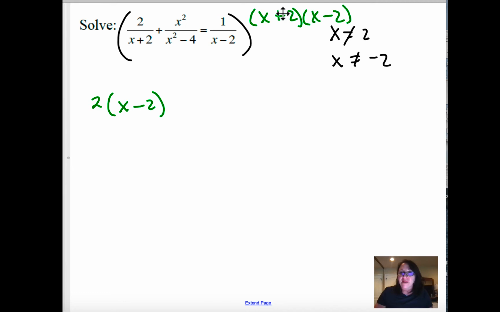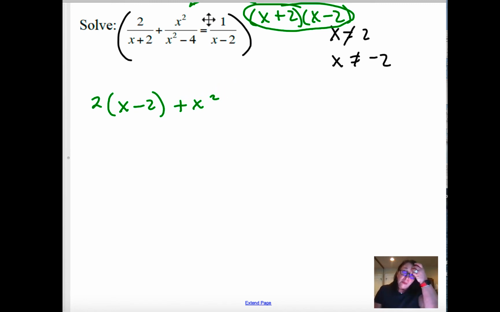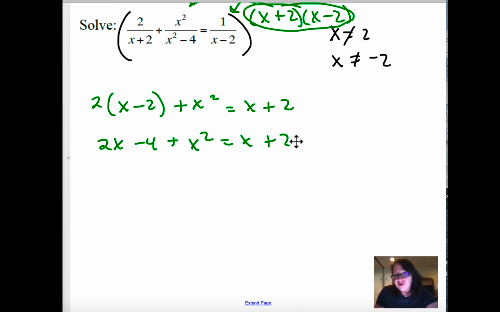And then when I multiply this quantity here by the middle term, the bottom term, those both cancel, and I'm just left with plus x squared. When I multiply this term by this, the x minus 2's cancel, and I'm left with 1 times x plus 2, which is just x plus 2. Distributing this 2, I get 2x minus 4 plus x squared is equal to x plus 2. Again, it's quadratic, so that means that I am going to set it equal to 0. I'm going to move this x over to the left, and so I get x squared plus x. I'm going to move this 2 over to the other side, and that's minus 6 equals 0.